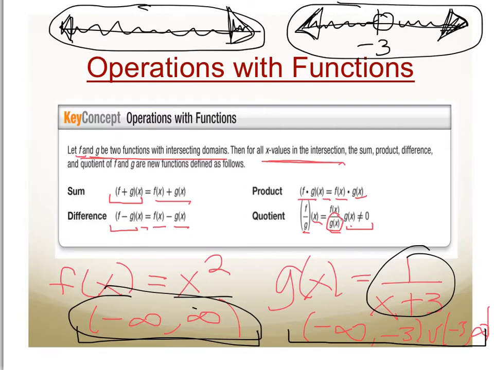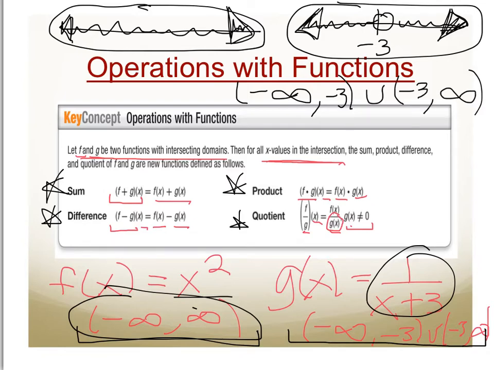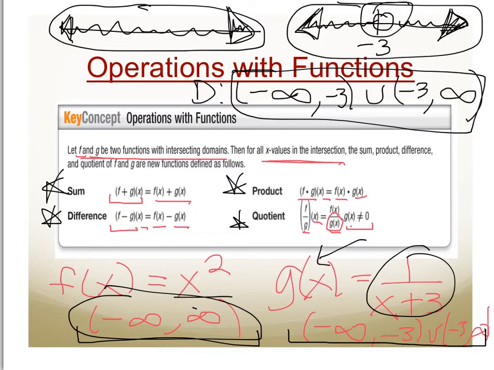the function where you add these, subtract these, multiply them, or divide them, its domain is going to be negative infinity to negative 3 union negative 3 to infinity, because I have to leave out negative 3, since g of x could not use negative 3 as input for x. So any function operation that you would do with f of x and g of x would have to have a domain of negative infinity to negative 3, union negative 3 to infinity, because negative 3 was not a valid input for g of x.